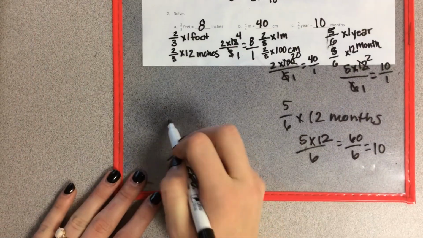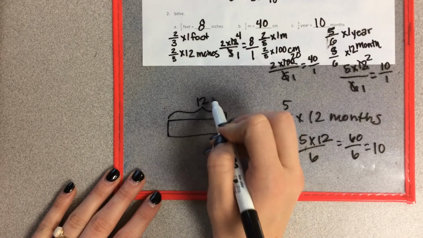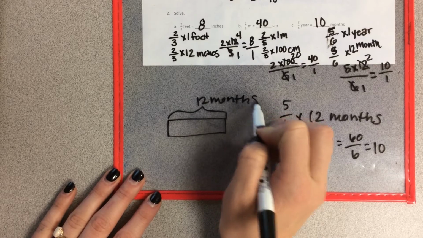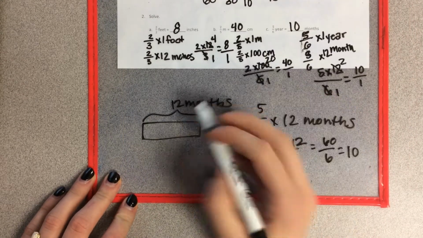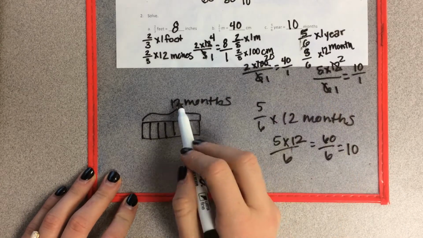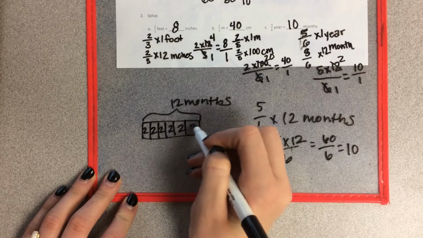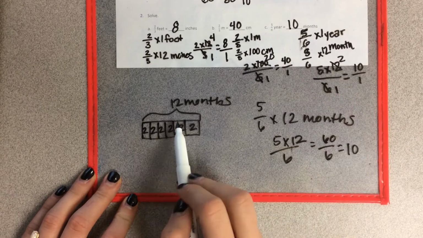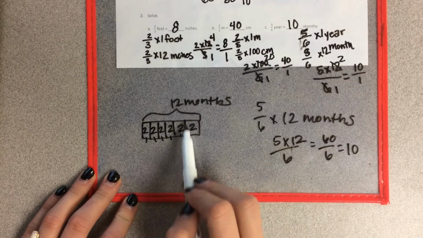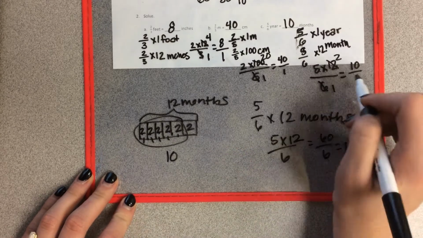And if you're a picture person, we just think, well, what's our whole? Okay, well, we know 12 months is our whole. And we're breaking it into what? Well, sixths, because that's what our denominator is. And so we think 12 divided by 6 is what? 2. So each one of these will be 2. But they want to know what is 5/6 of a year. So 1, 2, 3, 4, 5 is 2, 4, 6, 8, 10. So 3 ways to get 10 months.